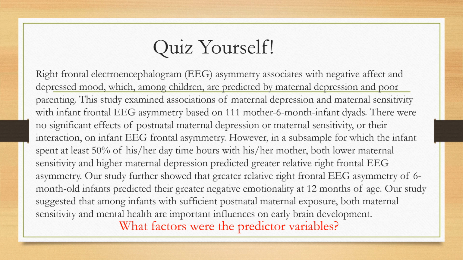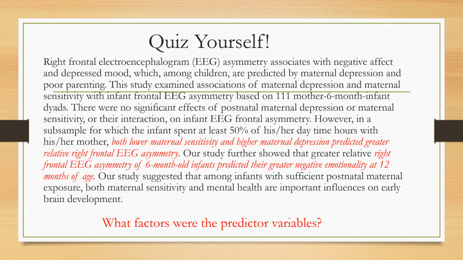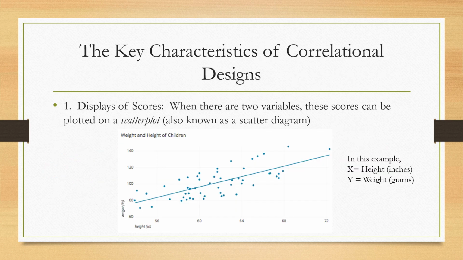Quiz yourself again and pause the video and consider what factors were the predictor variables. The predictor variables were maternal sensitivity and maternal depression. EEG asymmetry of 6-month-old infants also became a predictor variable, as it was able to predict a criterion of greater emotionality at 12 months.